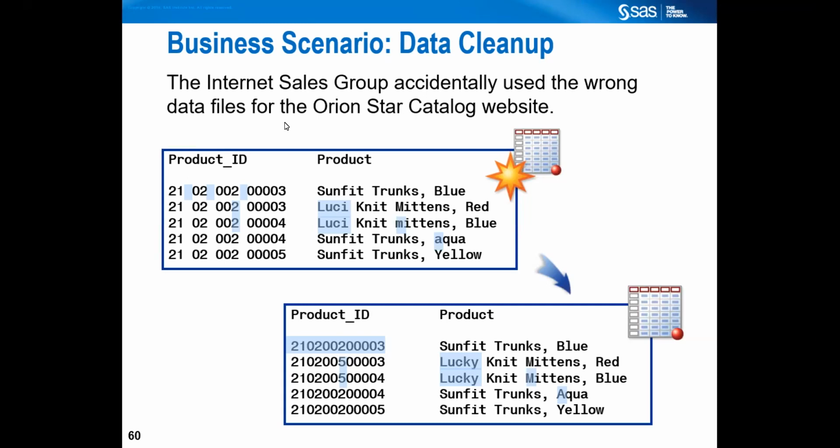So currently for Orient Star, we are working for the sales department. Okay. So it's telling that Internet Sales Group accidentally used the wrong data files for the Orient Star catalog website. Internet Sales people accidentally used the catalog sale data of the website from Orient Star website's catalog data. And once they understood it was wrong data they were working with, the changes were made, but the changes are still to be corrected.